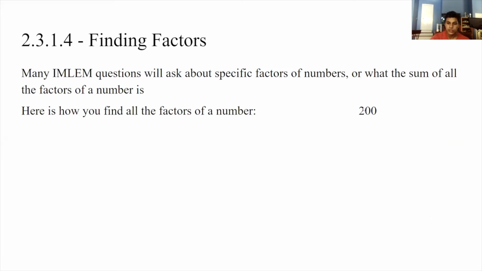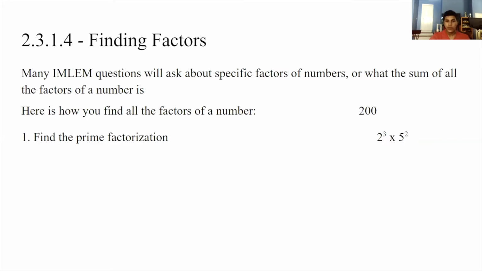So I'm going to be using 200 as my example, and my first step is to find the prime factorization of 200. So the prime factorization of 200 is 2 to the power of 3 times 5 to the power of 2. And again, you would do this using the tree diagram, but I'm going to skip all the extra steps in finding it and just move on from here and show you what to do.